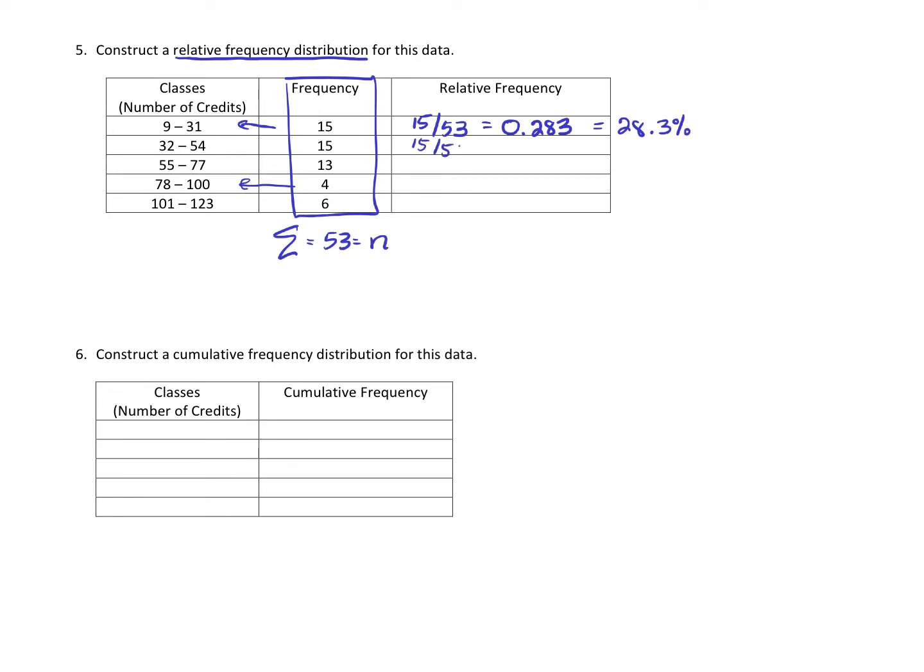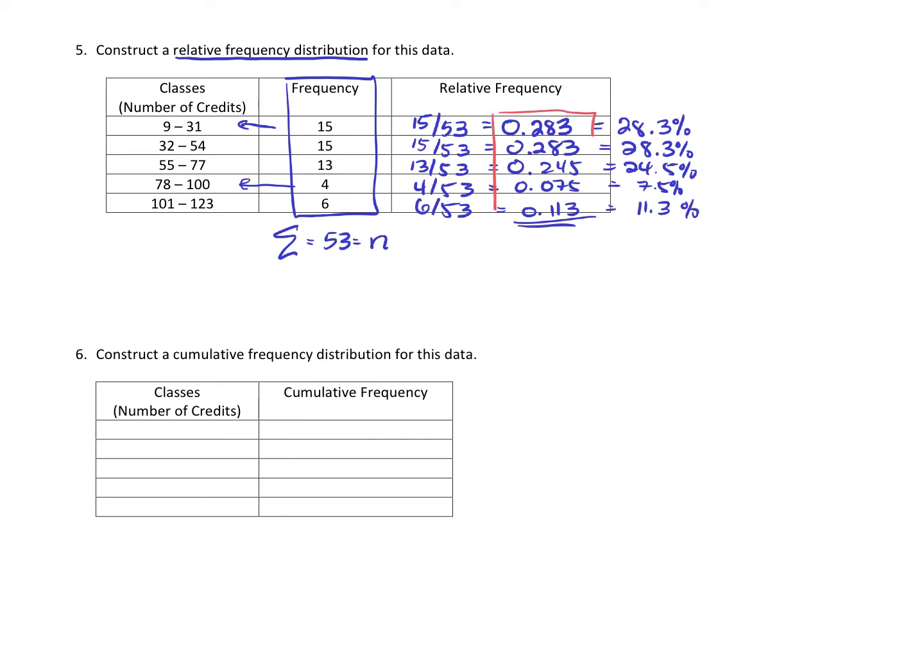And then you just continue on. So 15 out of 53 completed between 32 and 54 credit hours. So that's 0.283. And again, you can think of that as a percent as well. So 28.3%. 13 out of 53 completed between 55 and 77 credit hours. So that's 0.245 or 24.5%. And then 4 out of 53, which is 0.075 or 7.5%, and 6 out of 53, which is 0.113 or 11.3%.